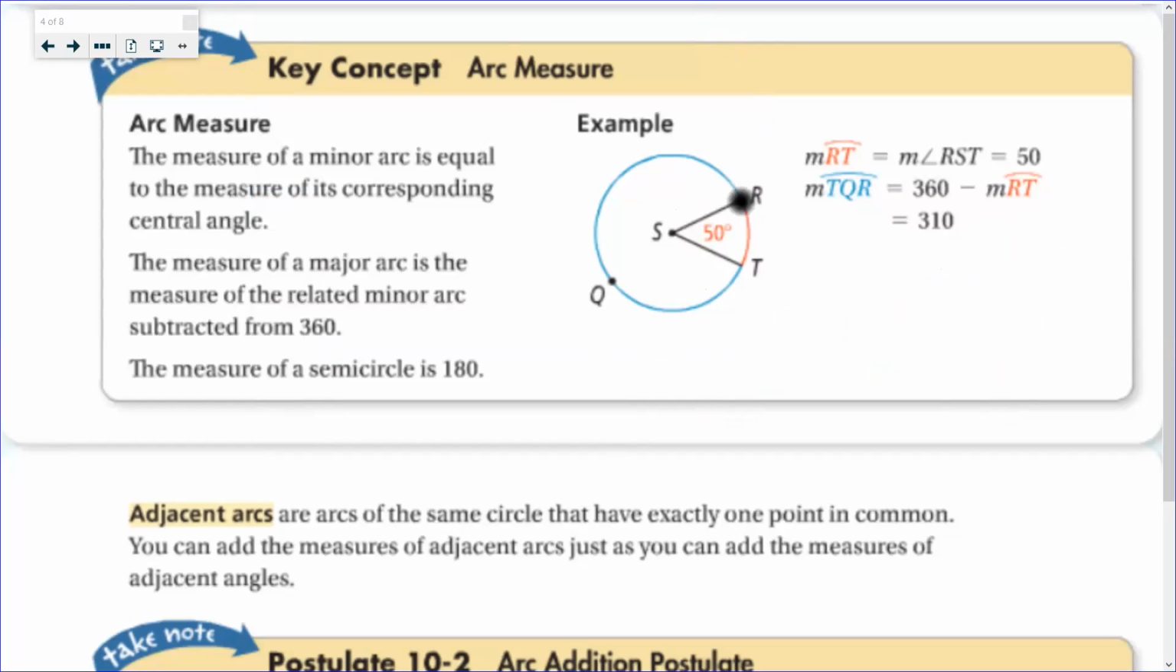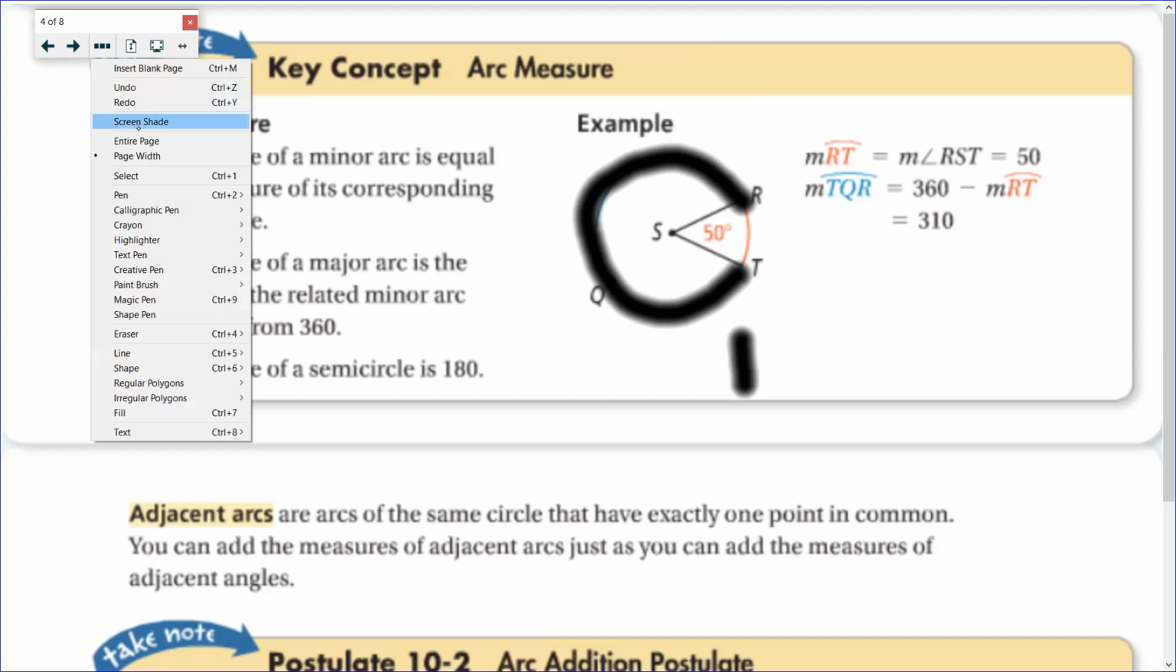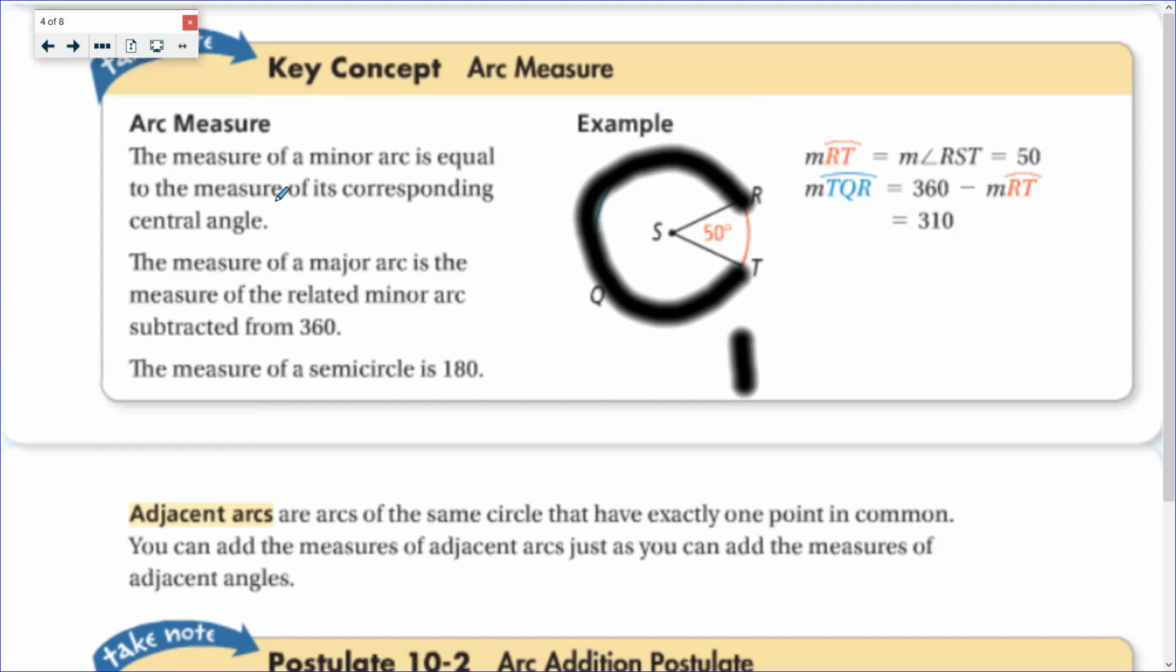Now look at this arc here. What is the name of this arc? You can name it RQT. Yes, it is RQT. Is it minor or major? Major. So I want now to find the measure of arc RQT. So I will say now that the measure of arc RQT is equal to what?